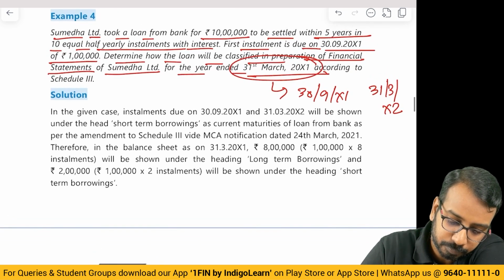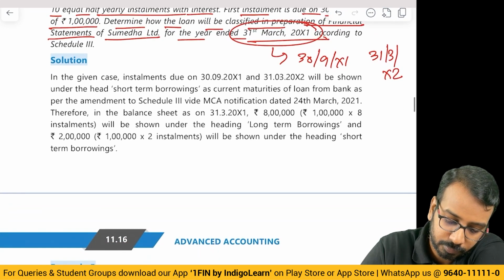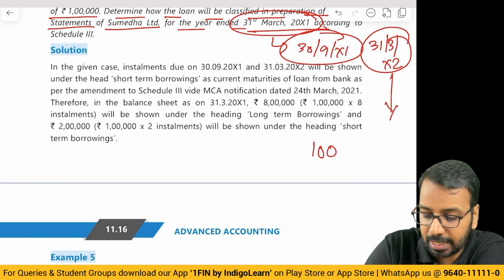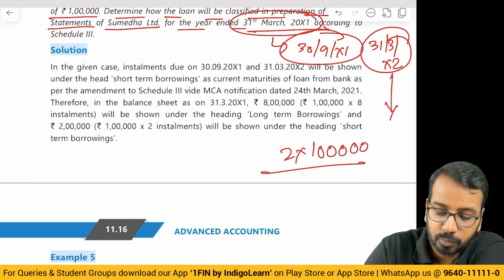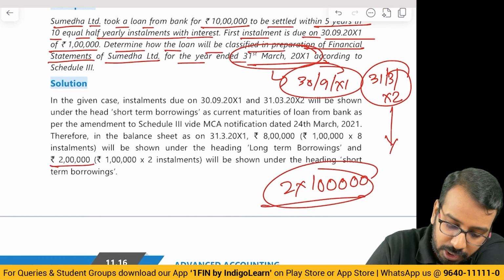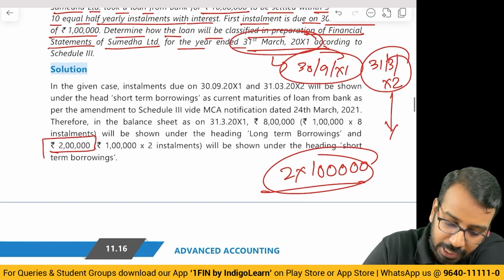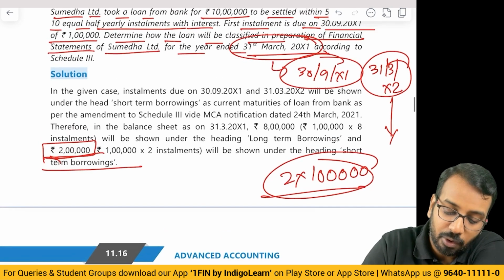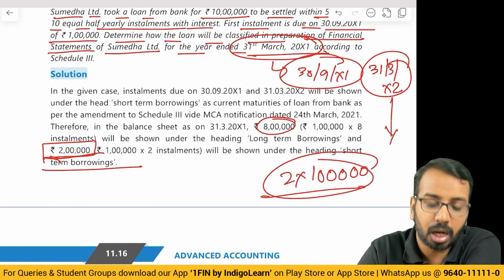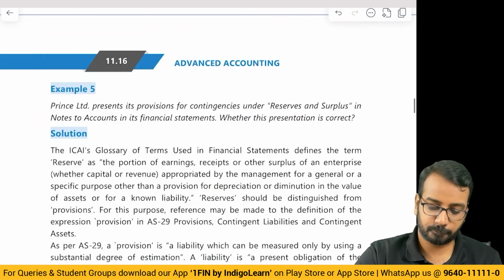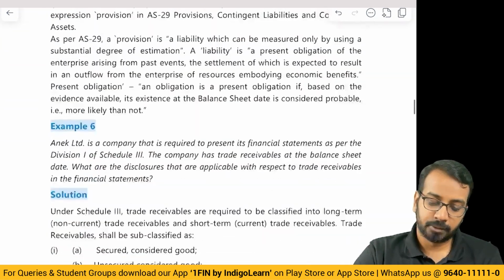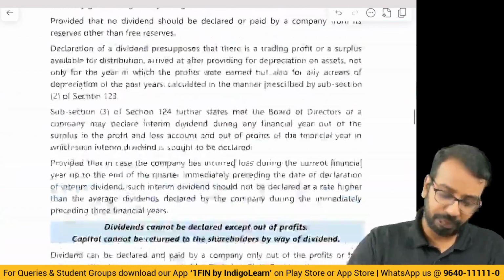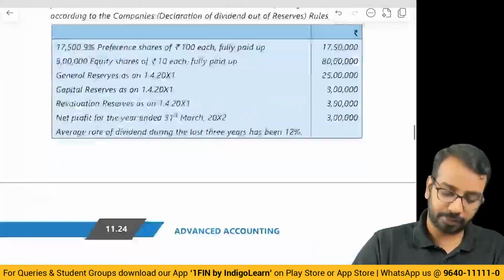So, what you pay on 30th September and 31st March, that is 1 lakh into 2, is 2 lakhs. These 2 lakhs will be shown under current, that is current maturity of long-term debt under the heading short-term borrowings, whereas the balance 8 lakhs will be shown under non-current, that is long-term borrowings. Right? Okay. So this we have seen. Dividends we'll do subsequently after we finish the financial statements.